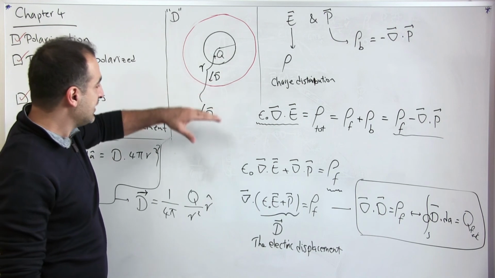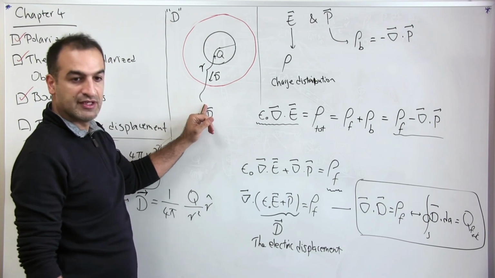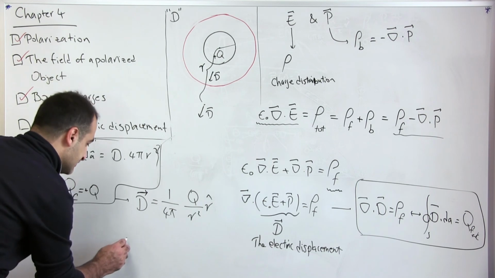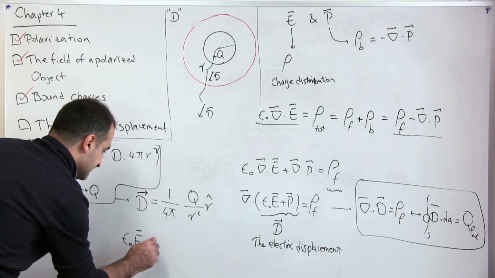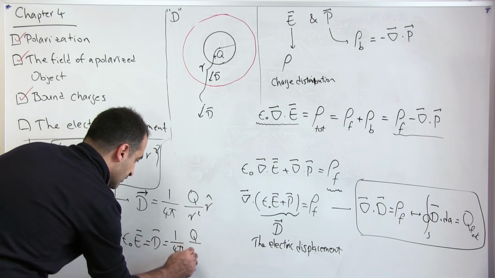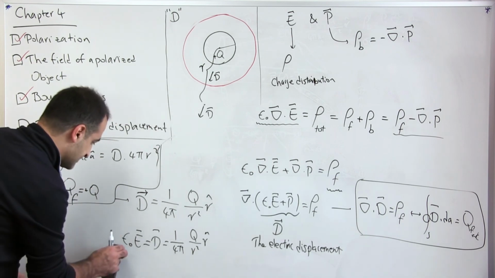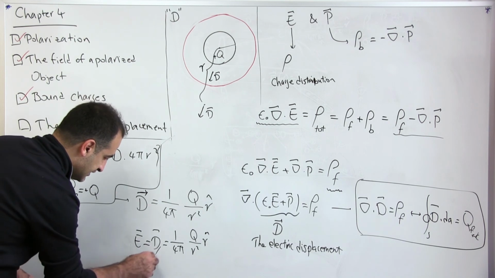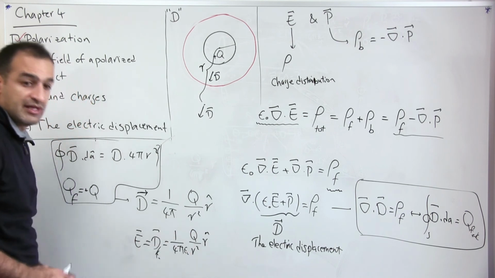But if we look at the outside of the dielectric material, we know that here there's no polarization. We are just in free space, in vacuum here. So there is no P. We can directly relate that E times epsilon 0 is equal to D, which is equal to Q over 4 pi r squared times r hat. Now, if we divide every single term by epsilon 0, E is D by epsilon 0, and here we get Q over 4 pi epsilon 0 r squared times r hat.